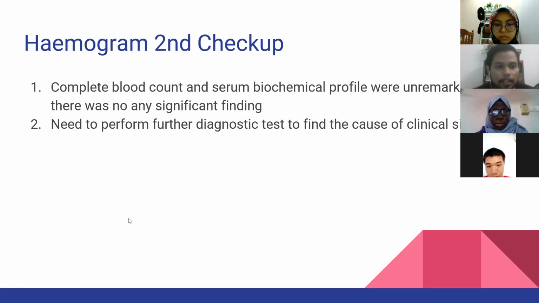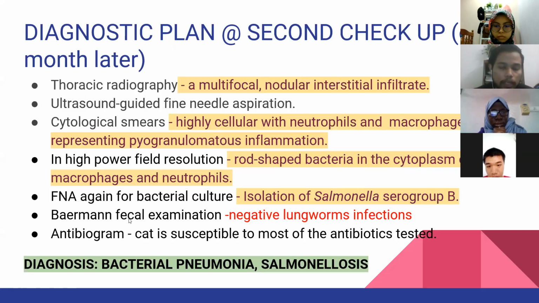Okay. From the hemogram for the second checkup, the complete blood count and the serum biochemical profile were unremarkable, and there were no significant findings for the test. So we have to perform further diagnostic tests to find the cause of pneumonia, such as X-ray of the lungs, in order to find out if there are any infections or respiratory disease.